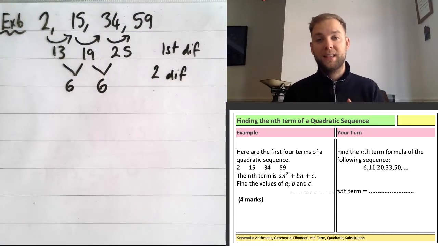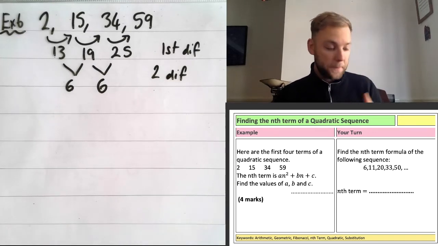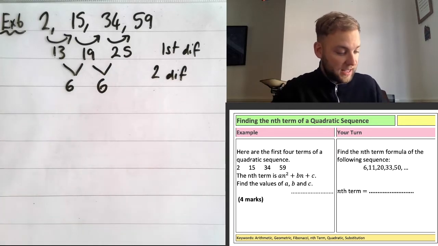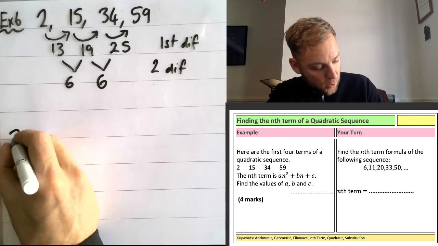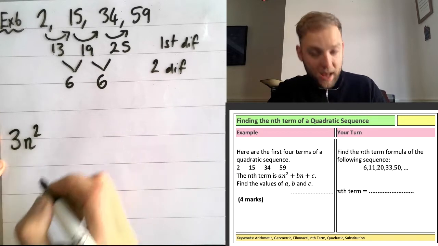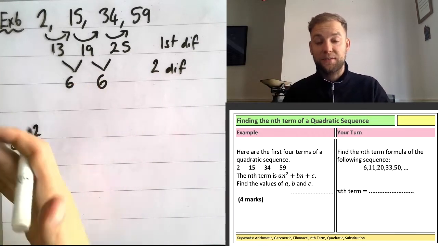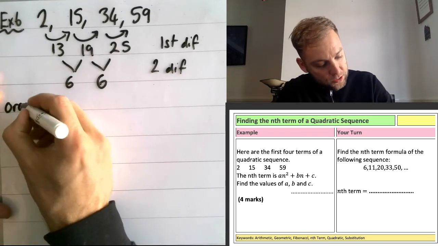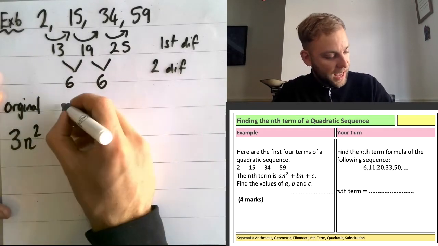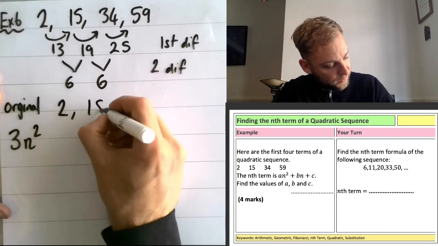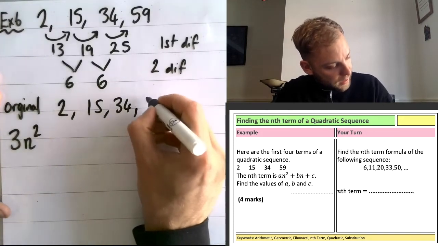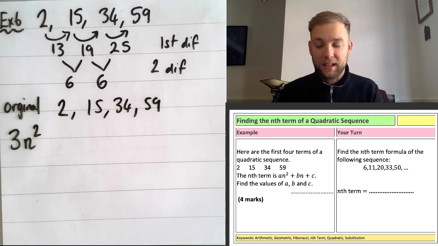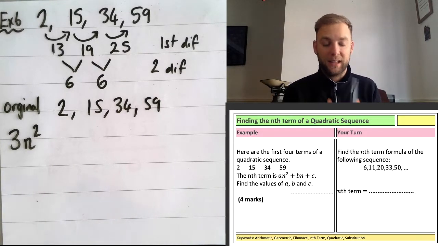Remember I said the number in front of n squared is half of this value. In this case, half of 6 is 3, so it's going to be 3n squared. Half of that second difference is the number in front of n squared. I write down my original sequence, which in this case is 2, 15, 34, and 59. Now, you've got to be super careful with this. Chances are this has probably come up on a calculator paper.